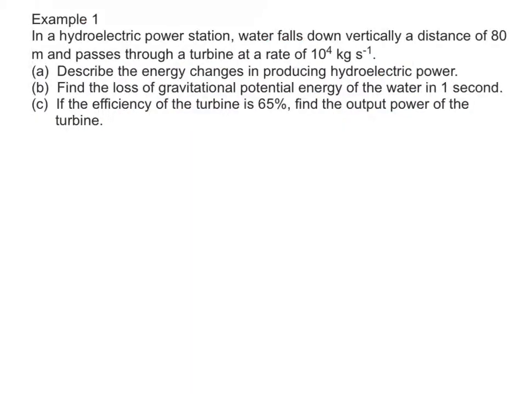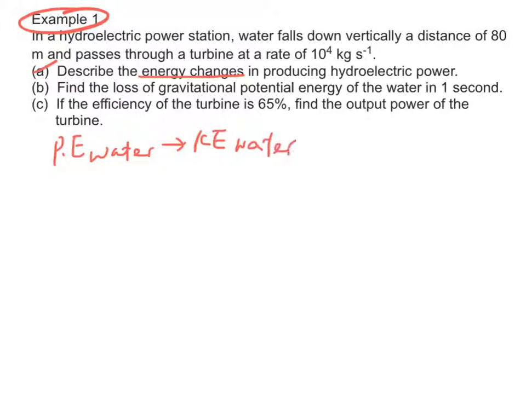Example 1. Part A, the energy changes is from potential energy of water to kinetic energy of water, and then to kinetic energy of the turbines, and finally converted to electrical energy.